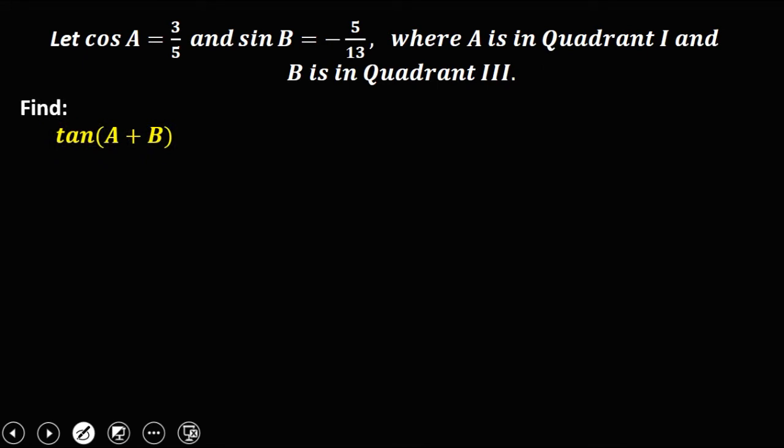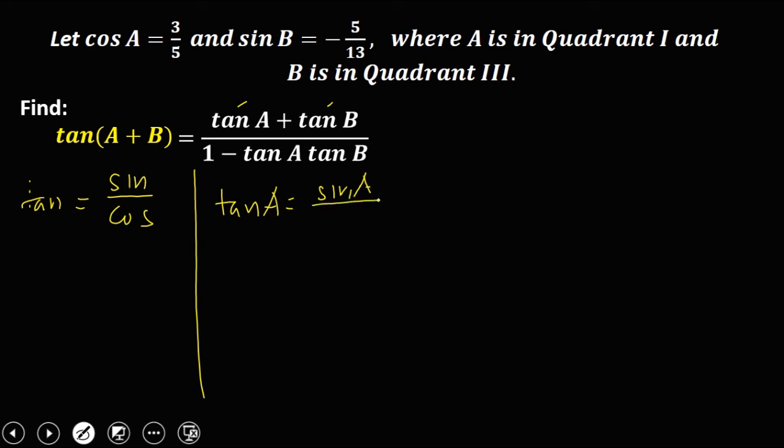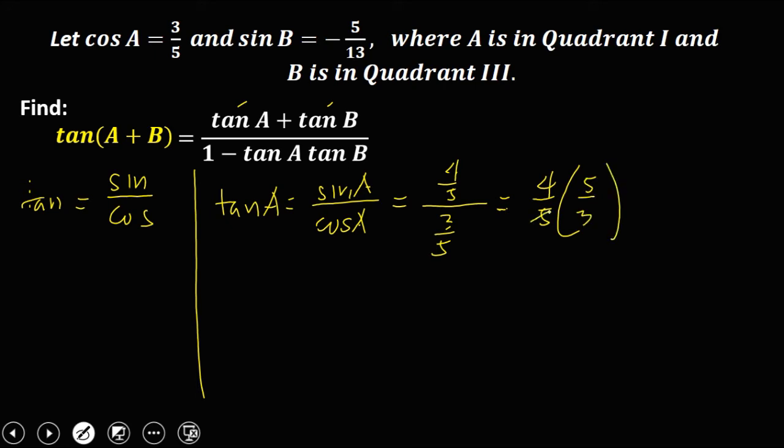Then to solve for tangent A plus B, so this is the formula. So we still need to find tangent A and tangent B. So we're going to use this identity that tangent is equal to sine over cosine. So to solve for tangent A, that's equal to sine A over cosine A. Then substitute the values. So sine A, that's 4 over 5 over cosine A, 3 over 5. Then get the reciprocal. So 4 over 5 times 5 over 3. So cancel 5. So we have now 4 over 3 for tangent A.